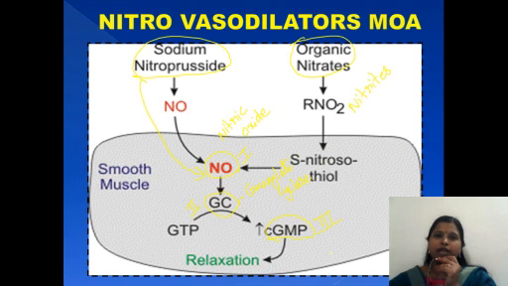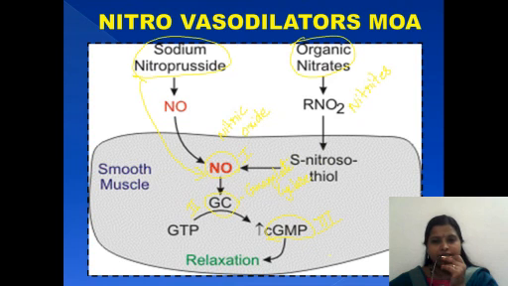So this is the mechanism of action of nitrovasodilators, where the organic nitrates are converted to nitrites, further they are converted to the unstable nitrosothiols, and then to the free radical which is very reactive, that is nitric oxide. This nitric oxide helps in the conversion of the guanylate cyclase to the activated form. The activated guanylate cyclase helps in the conversion of the GTP to cyclic GMP.